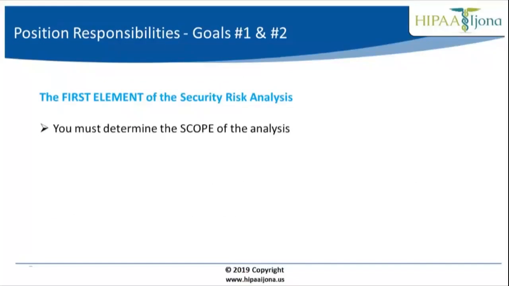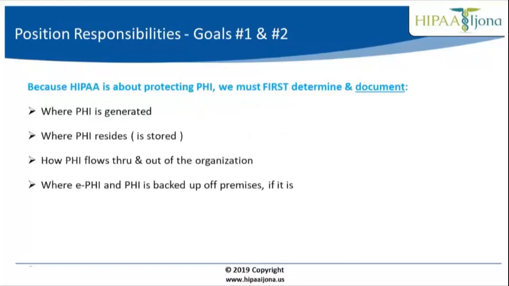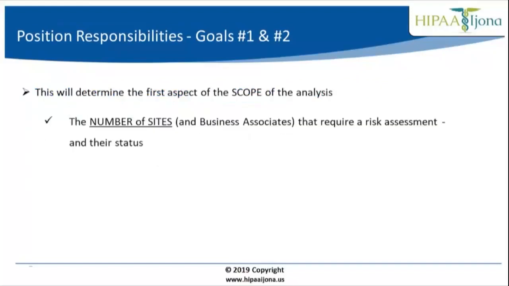So let's take the first element. You've got to determine the scope of the analysis. So what does that mean? HIPAA is all about protecting protected health information. The first thing you have to do is determine and document where protected health information is generated, where it resides, where it is stored, how it flows through and out of the organization, and where all of it is backed up, off-premise if it is. You need to find all that. Why? Because that determines the number of sites and business associates, which we'll talk about separately, that require a risk assessment, and their status. So you're determining the scope. The purpose of the scope is to determine how many sites you've got to deal with.